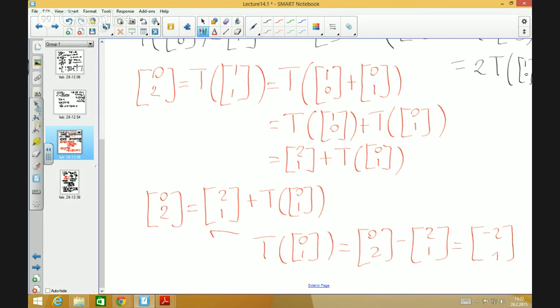Because what is it that Dr. Sherlock Holmes was asked to figure out? We asked Sherlock Holmes, what is T of (0, pi)? Well, you know that T of (0, 1) is (-2, 1). So what is T of (0, pi)? It's (-2 pi, pi), because it's just pi times what T does to (0, 1).